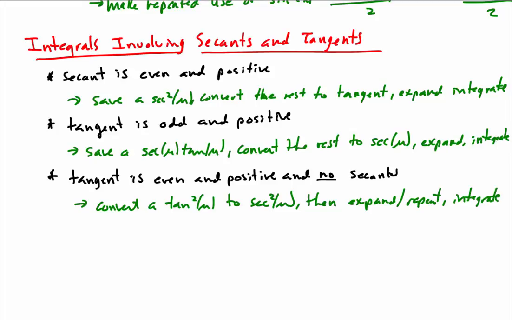Now if none of these work, and there's a pretty high probability that none of these will work, convert everything to sine and cosine and hope that you can find a pattern or find an identity that will help you integrate. So if all else fails, try converting to sines and cosines.